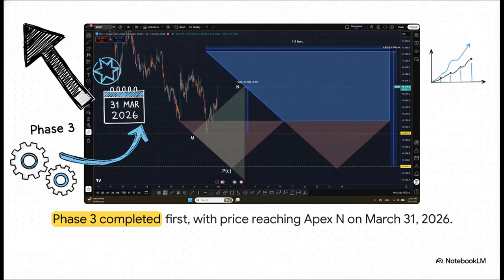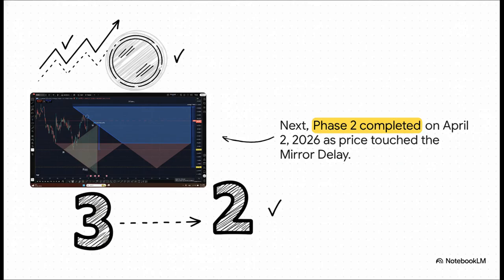So get this, just one day after the initial setup, on March 31st, the first big event happens. The price hits that Apex N target we talked about, 46,246. And with that, phase 3 was marked as complete. And remember, this happened before phase 2 had even started. A couple of days later, on April 2nd, the price touched a level called the mirror delay. That event officially completed phase 2. So just to recap that unusual order of events, phase 3 finished first, and then phase 2 was completed.